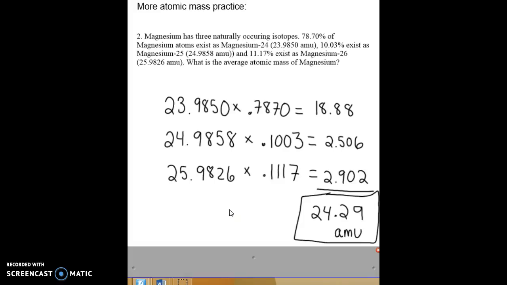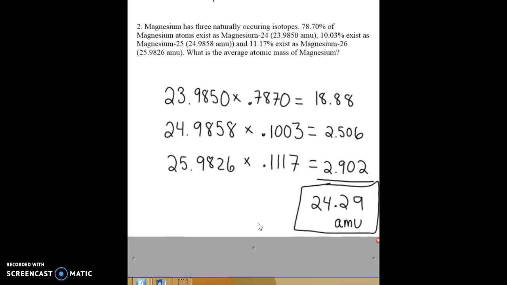Does this answer make sense? Yes, because almost 80% of my magnesium atoms are going to have this mass. It's very close to 24. This mass is close to 24, a little bit higher than 24. That is how you find the average atomic mass. And then I can go look on the periodic table and see if this number that I calculated right here is close to what is on the periodic table. That is how you find average atomic mass.